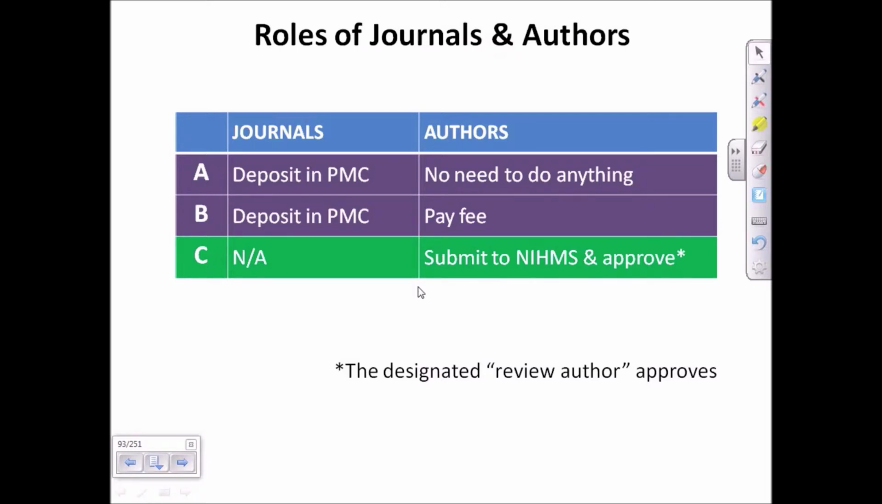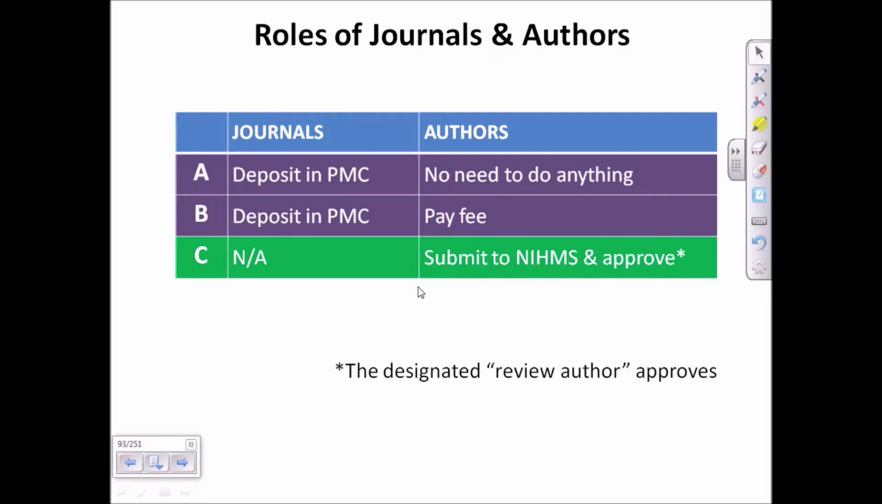For method C journals, it doesn't apply because these are journals that basically are not participating at all in this process. Method C journals are just journals that are saying, we don't know anything about this public access. You're on your own, right? So the authors are doing everything. The authors are the ones who have to submit the paper to NIHMS. The authors are the ones that have to approve the paper.